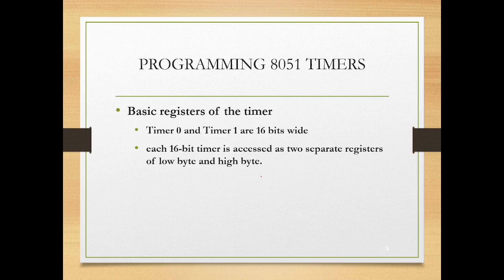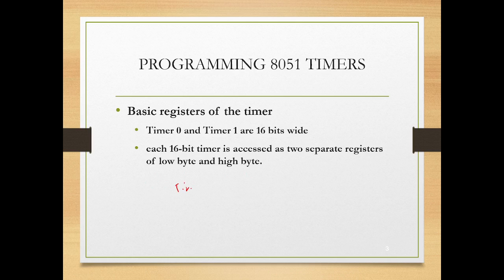Microcontroller 8051 has two timers and counters, which can be used for delay generation and counting external events. We can select either timer or counter. Timer 0 and timer 1 are 16-bit registers which can be used separately as low byte and high byte.